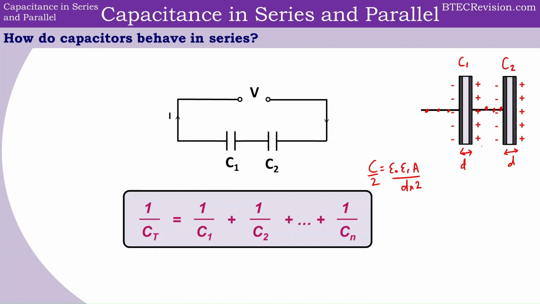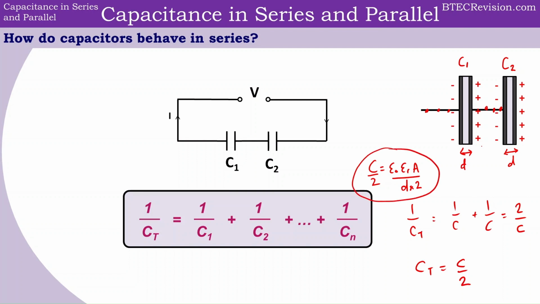So for our case, we have 2 capacitors, so we can write our equation like so. 1 over CT equals 1 over C1 plus 1 over C2. Let's take the case where C1 is equal to C2. We have a capacitance of C, so we can simplify this, which gives us a value of 2 over C. And if we take the inverse on both sides, that gives us CT equals capacitance over 2. And that's the same as we just worked out over here.